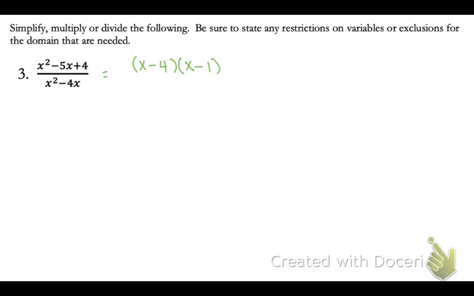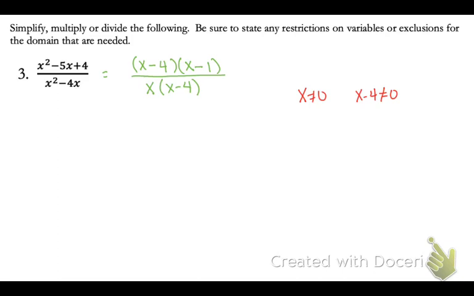Then we're going to look at the denominator. In the denominator, we just have a binomial, and we have a greatest common factor, so we're going to pull out our x just like we did in those previous examples. So we pull out our x, and what's left is x minus 4. So at this point, when we are simplified, we're going to take each factor in our denominator and state that it can't equal 0. So x can't equal 0, and x minus 4 can't equal 0.